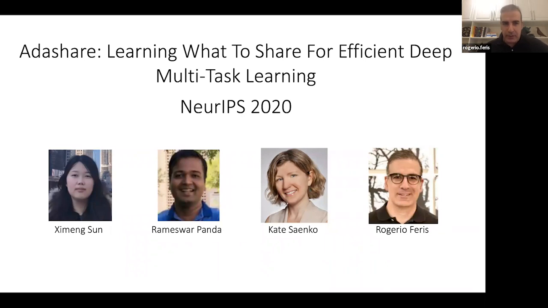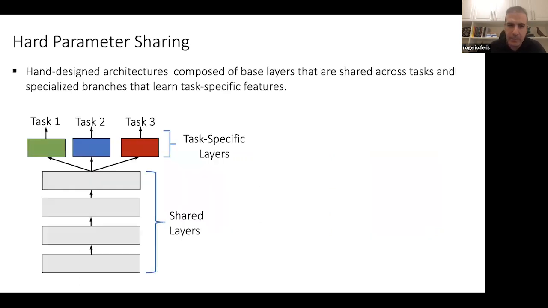Okay, so now let me describe how we extended this block drop approach in order to do multitask learning. So here the idea is to minimize negative interference. So we would like to maximize accuracy of all tasks in a joint model, and at the same time, we would like to minimize the number of parameters of the model. And this is work that was published at NeurIPS 2020, and it's joint work with Simeng San, Ramesh Panda, and Kate Tsang.